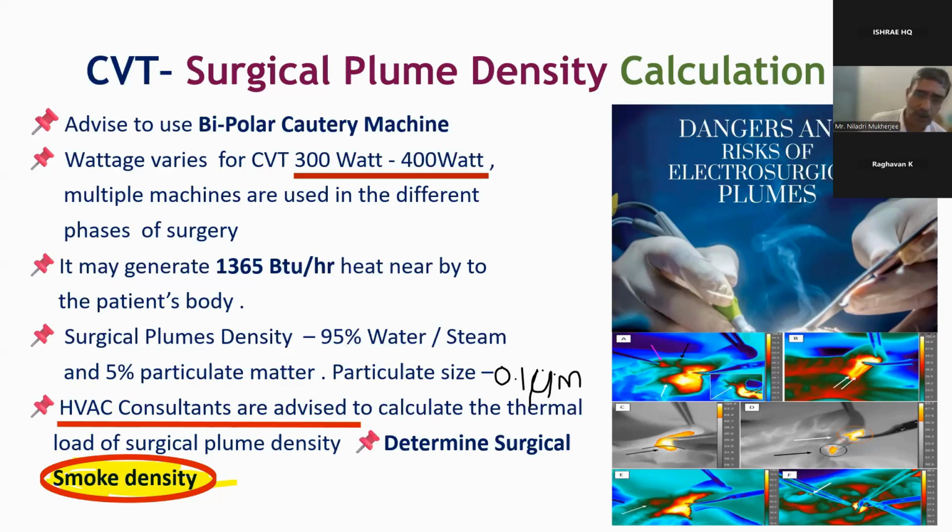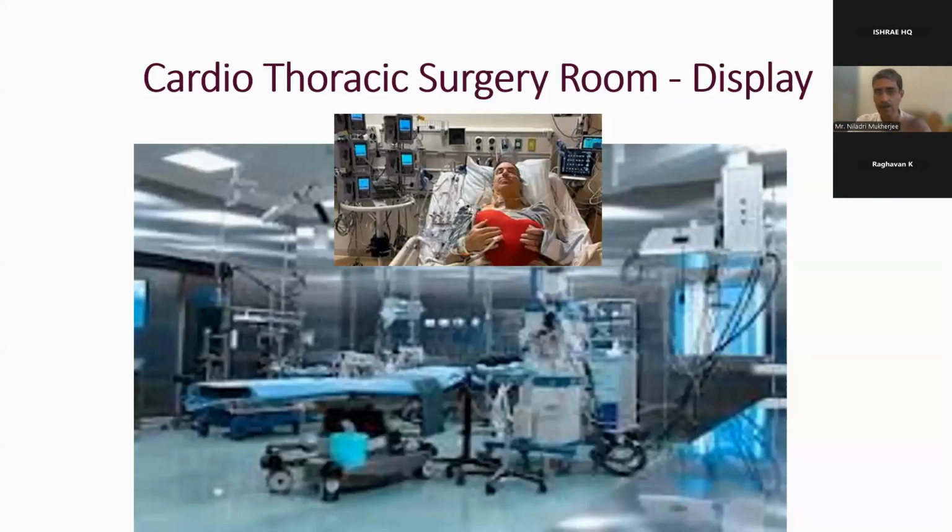And the surgical plume, which is actually 95% water and steam. Along with that, there is a smoke density. So smoke density also has to be calculated, because the smoke has to be removed through air only. So this is the situation. In open heart surgery, the surgery has not started yet. How many machines are supporting these patients before the OT has started? So it's an absolute and artificial system.